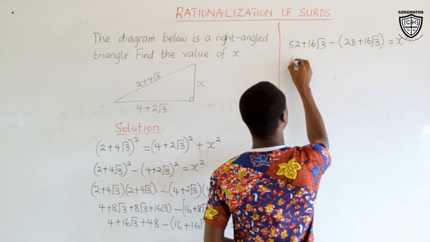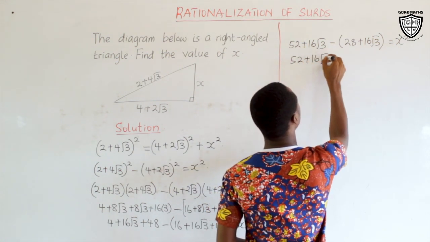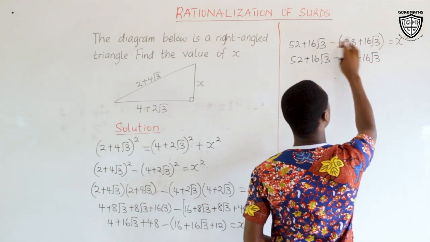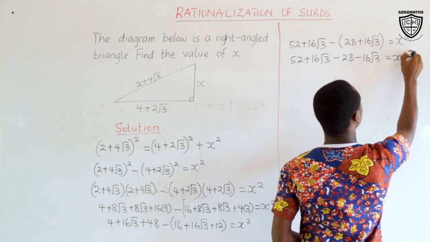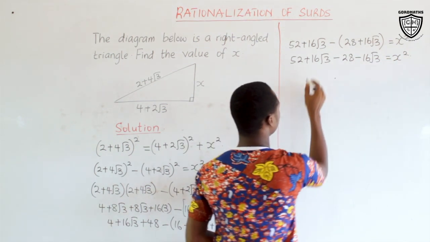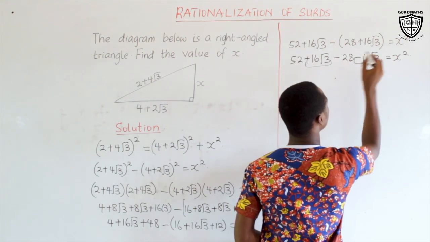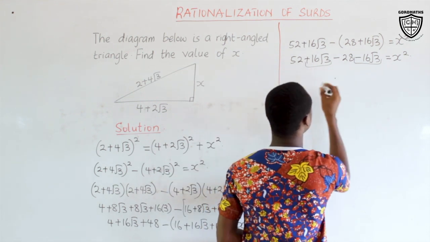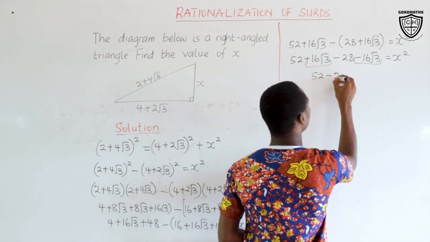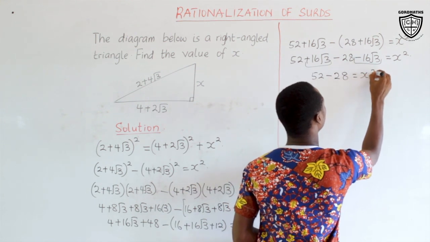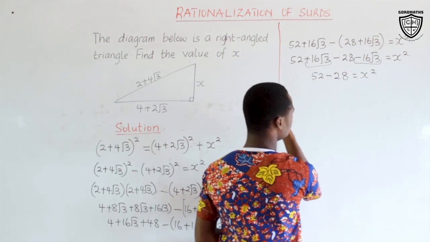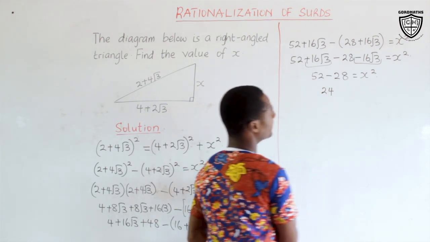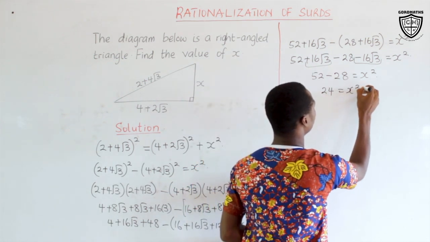We expand the bracket here, so we have 52 plus 16 root 3 minus 28 minus 16 root 3, since the negative affects everything in the bracket. And that is equal to x squared. 16 root 3 minus 16 root 3 is equal to 0. So we will be left with 52 minus 28. And that is equal to our x squared. 52 minus 28 should give us 24, and that is equal to x squared.